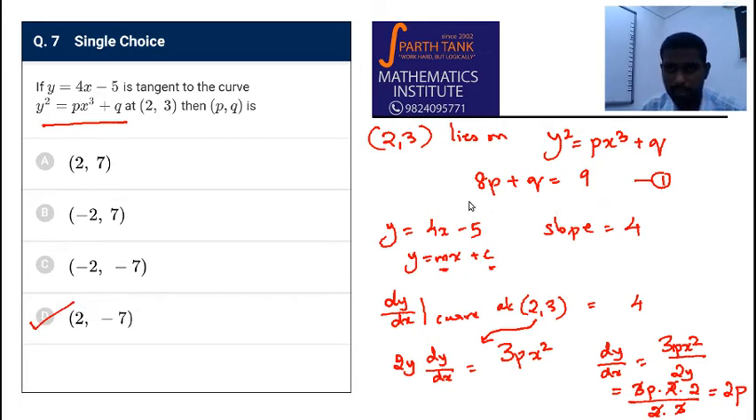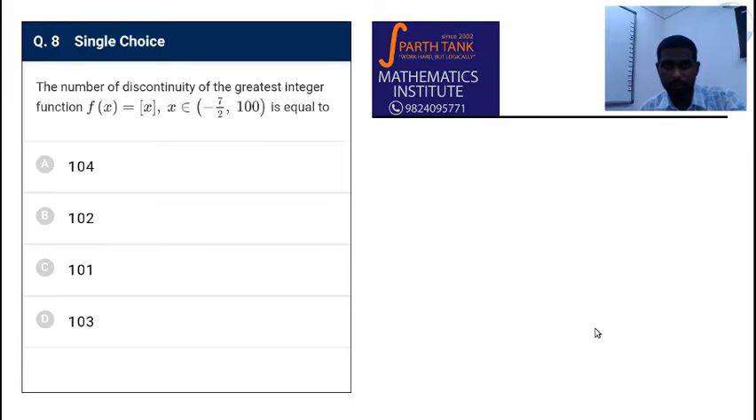Very good. So the two equations: one, the point lies on the curve, and the second one, the slope of the line should be equal to the slope of the tangent to the curve at the point 2 comma 3. Solving them, we get p and q. Let us go to question number 8. Another question based on the greatest integer function. The question is, the number of discontinuities of the greatest integer function f of x is equal to box x, where x is in this region, that is minus 3.5 to 100.